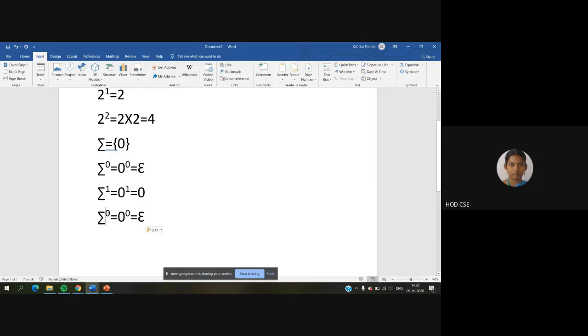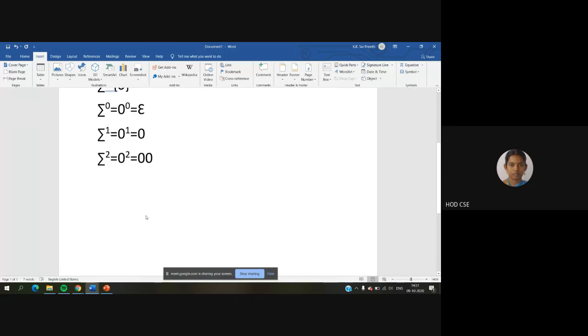Assume sigma power 2. Your sigma is 0. 2 times the 0 is repeated. What are you getting? 0, 0. Is it clear? Yes, ma'am. Okay. Sigma power 3. 0 power 3. Here language power is nothing but how many times the respective symbol is repeated. 0 power 3, what is it? 0, 0, 0. Very good.